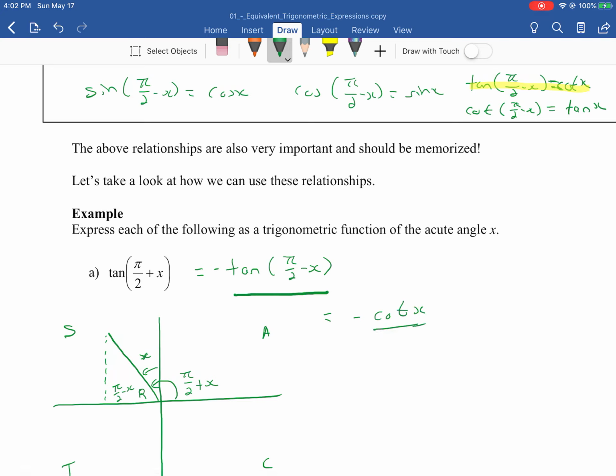So I just straight up replaced tan of pi over 2 minus x with cotan of x. The negative just stayed out front. A wild, wild example. What's the motivation of this? We've got it down to just acute angle x. All that's there is an x now, not a pi over 2 plus x. Why is that such an advantage?